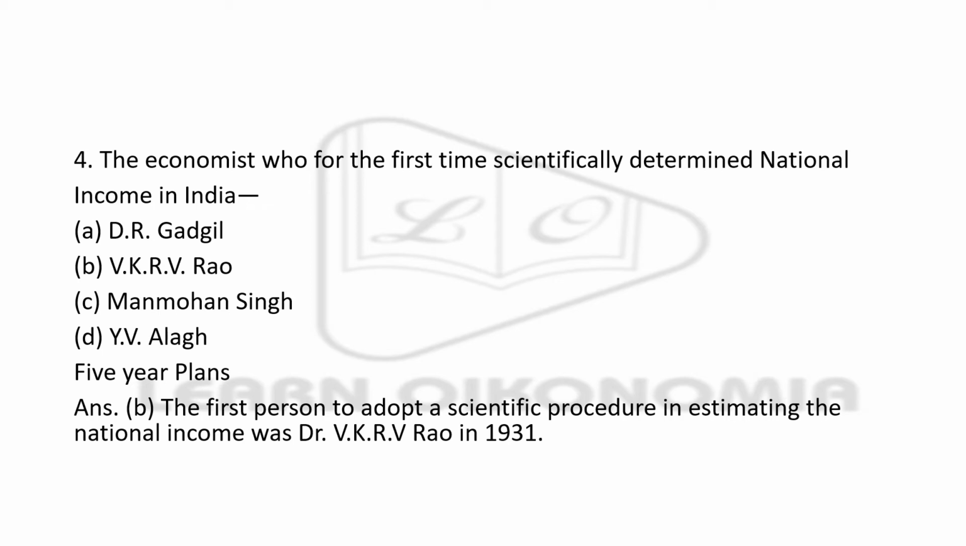So we have to see the right answer here. The options are D.R. Gadgil, V.K.R.V. Rao, Manmohan Singh, and Y.V. Ahluwalia. The right answer is option B. It was Dr. V.K.R.V. Rao who, in 1931, adopted a scientific procedure to estimate the national income for India. Okay, the right answer is that.